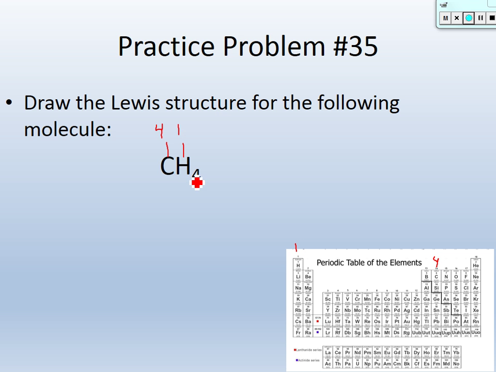But how many atoms do I have of hydrogen? 4. So we're going to times that by 4 and add these together. So in the whole molecule, how many valence do I have? 8. So I'm going to make note of that. 8 valence electrons. Okay.